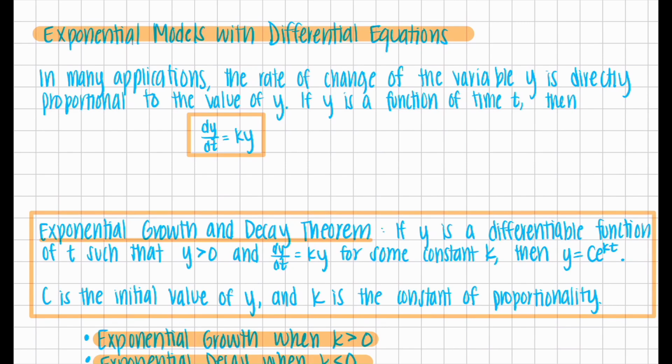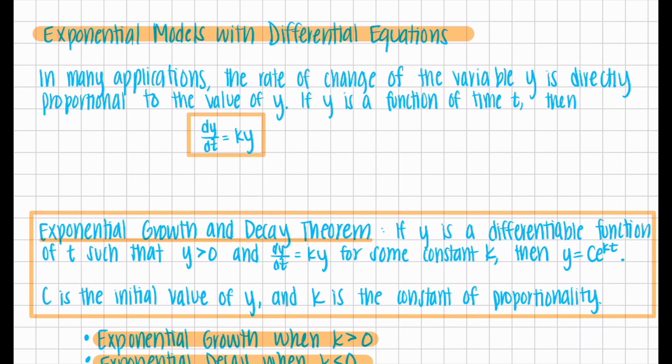We're going to talk about exponential models with differential equations. So in many applications, the rate of change of the variable y is directly proportional with the value of y. So for a lot of these, y is going to be a function of time t, and that would mean that dy/dt equals ky.